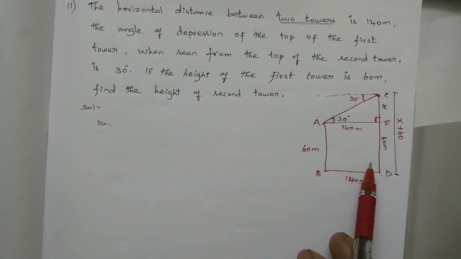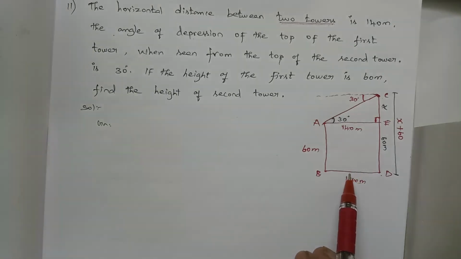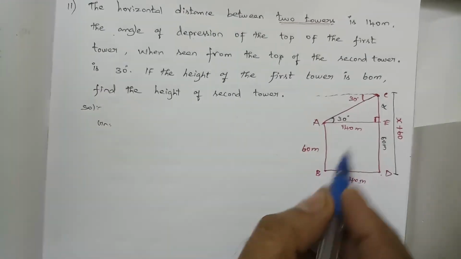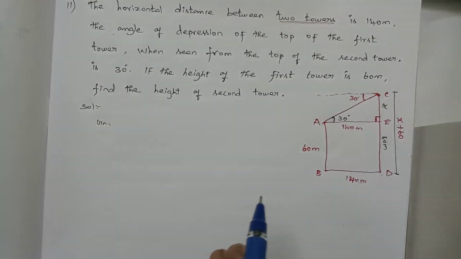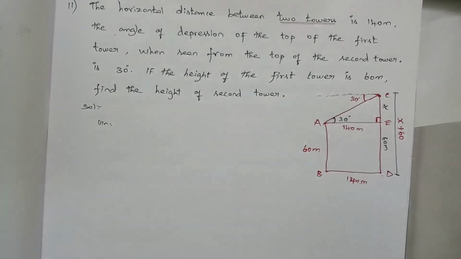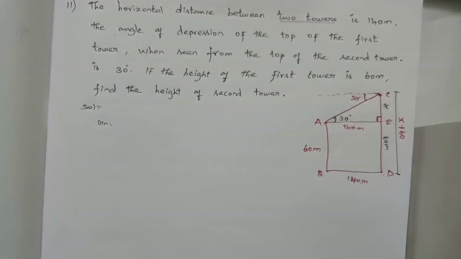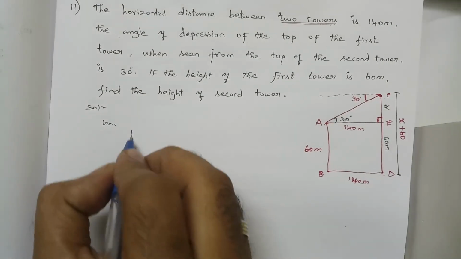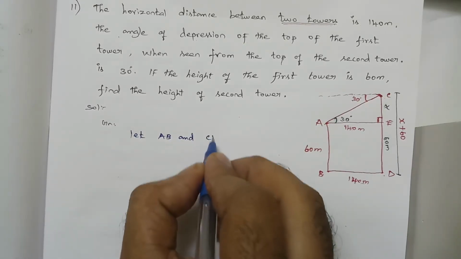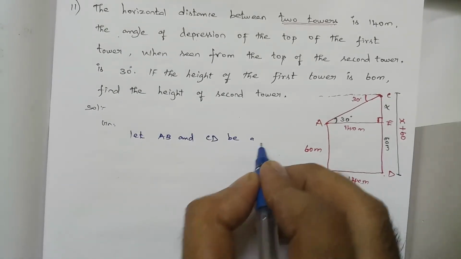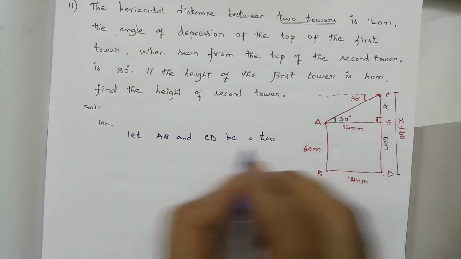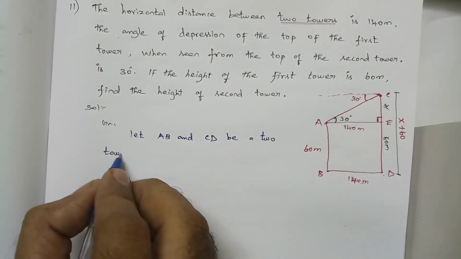But here we have two towers, so we have to mention which is the small tower and which is the big tower. Let AB be the first tower and CD be the second tower, or let AB and CD be the two towers. Like this we have to mention. First we write that, and only then we solve the remaining things. So let AB and CD be two towers.